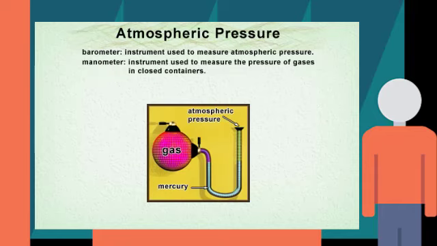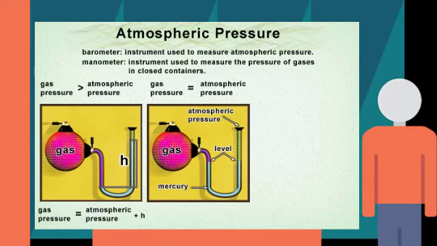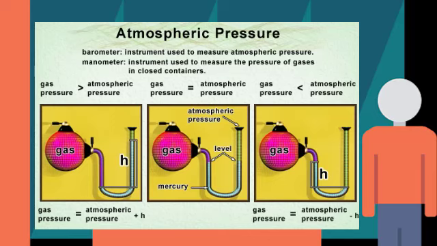The pressure exerted by the gas in the container is determined by reading the height of the mercury in the U-tube. If the mercury level is the same on both sides, then the gas pressure is the same as the atmospheric pressure. If the level of mercury is higher on the open end, then the gas pressure is greater than the atmospheric pressure. The value of the gas pressure is determined by adding the difference of the two heights to the atmospheric pressure. If the level of mercury is higher on the side with the enclosed gas, then the gas pressure is less than the atmospheric pressure. The value of the gas pressure is found by subtracting the difference of the two heights from the atmospheric pressure.